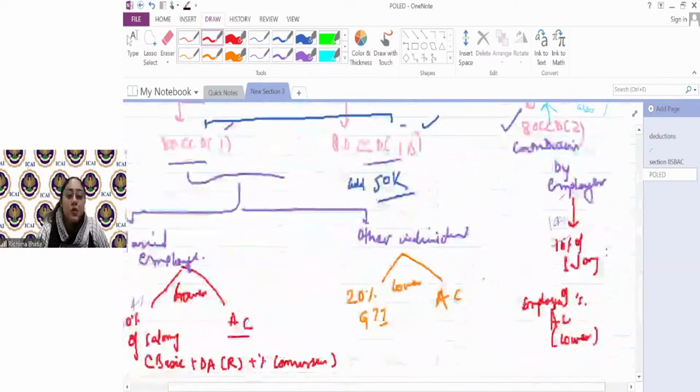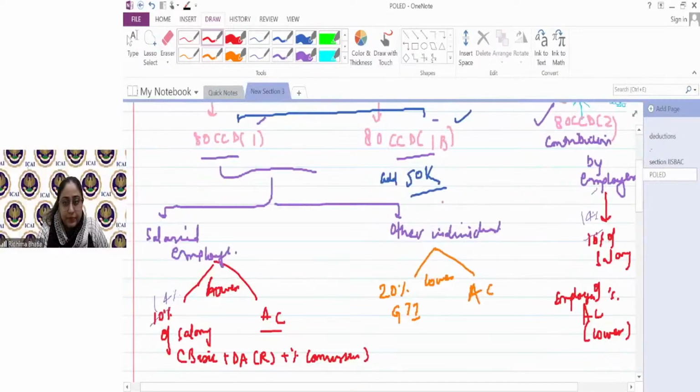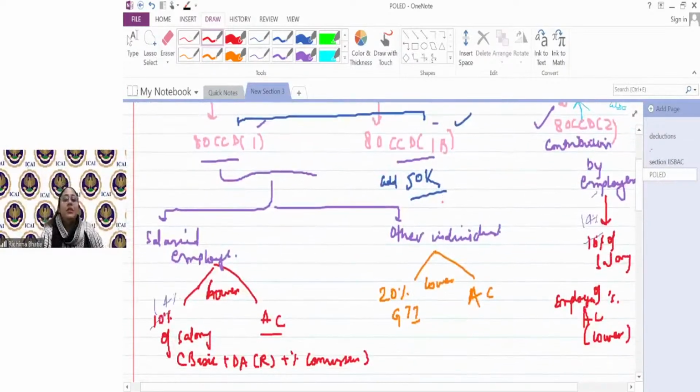So now, to give you a quick recap of NPS, National Pension Scheme is a pension yojana. The question on Atal Pension Yojana came, the question on National Pension Scheme came, it's one and the same thing.